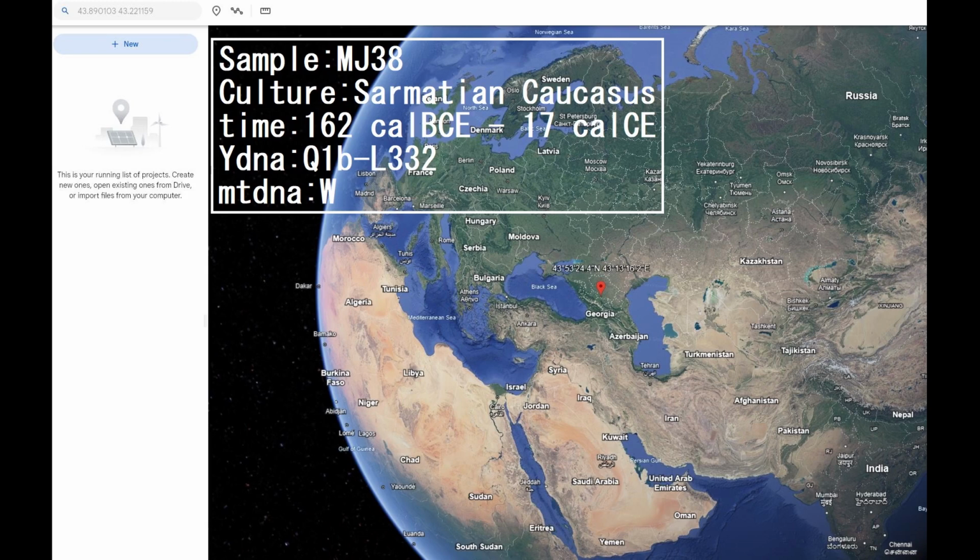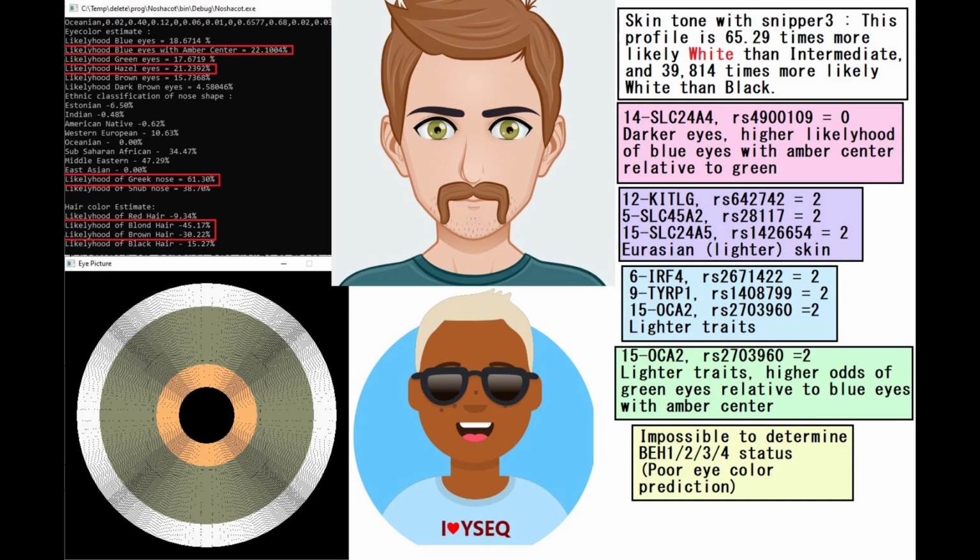Hello guys, in this video we'll be taking a look at the autosomal DNA predicted phenotype traits and GD match results of a Sarmatian individual from the Caucasus. This is what he is predicted to look like. With Snipper, he is predicted to have either blue eyes with an amber center or hazel eyes, Greek shaped nose, and either blonde or brown hair.